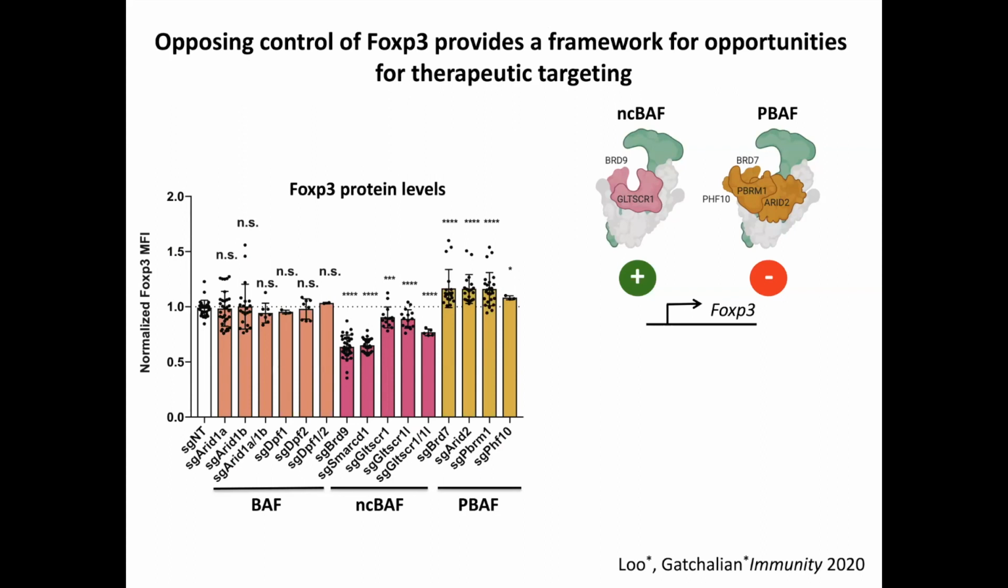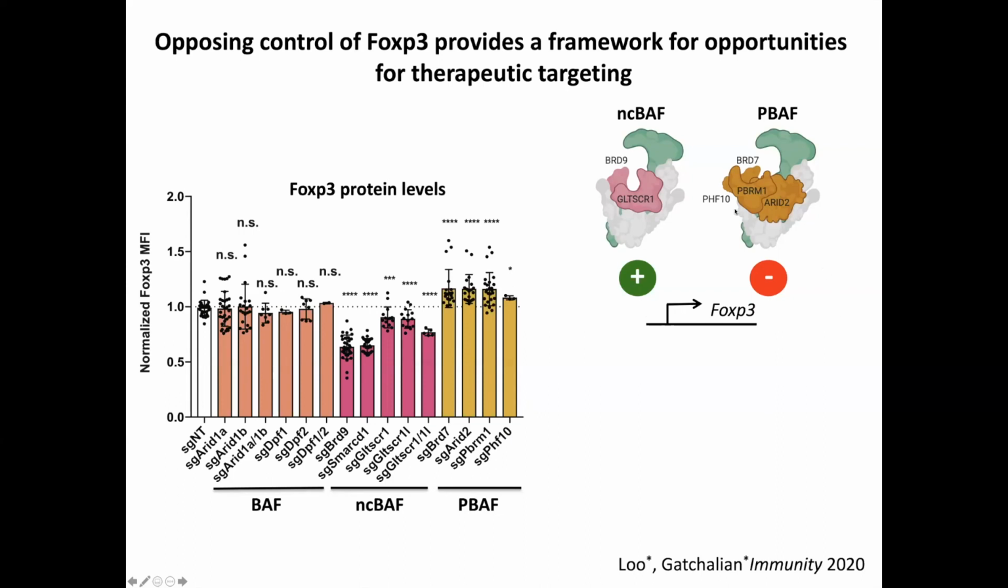So here we are showing Tregs that have been transduced with guide RNAs against subunits of the BAF, non-canonical BAF, and PBAF complexes, and then measuring the levels of FOXP3 expression by flow cytometry. And what you can see is that modulating subunits of the BAF complex has very little effect on FOXP3 expression. Whereas if we deplete subunits of the NC-BAF complex, including BRD9, we see a really robust downregulation of FOXP3. And when we deplete subunits of the PBAF complex, we see a slight upregulation of FOXP3.